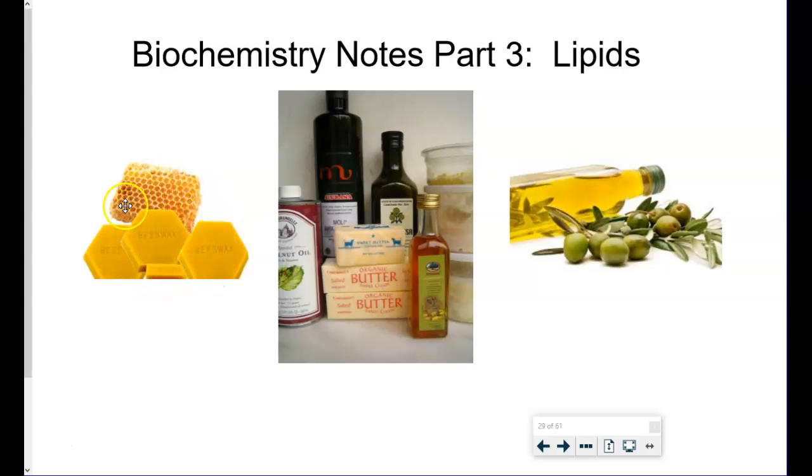Lipids include beeswax and other types of waxes, like the earwax in your ears, or the waxy coating that plants have on some leaves. In our kitchen, it includes butter, margarine, different types of oils, olive oil, sunflower oil, soybean oil, corn oil, all of that stuff. So all of these would fall into the group called lipids.